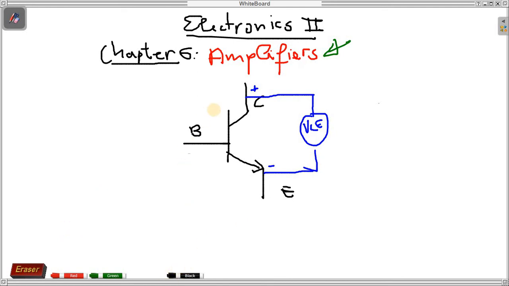We have another type of voltage that we measure from here to here. Let me write it properly. Another voltage here that we call VBE.